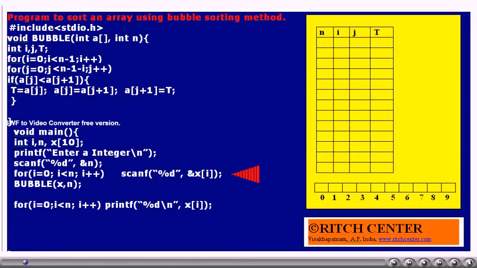Let us try to simulate this program and understand how the bubble sorting works. Before that, we assume that the for loop, for i equal to 0, i less than n, i plus plus, scanf percentage d ampersand x of i, reads the data into the array, and then the bubble function is called.